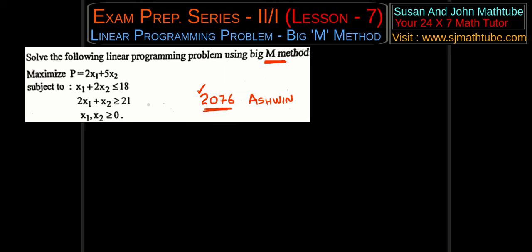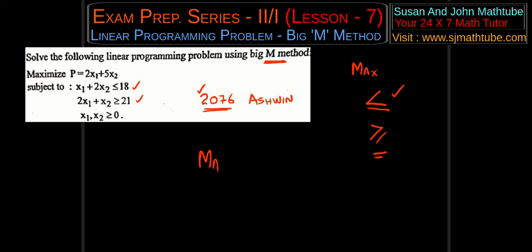Now look at this. When we learned the simplex method, I told you to check whether the problem is a maximization problem, and that all the inequations should be in less than or equal to format. But in Big M, there is no such criteria. The problem can be maximize or minimize, and the inequations can be less than or equal to, greater than or equal to, or even equal to. Okay, so let's start.